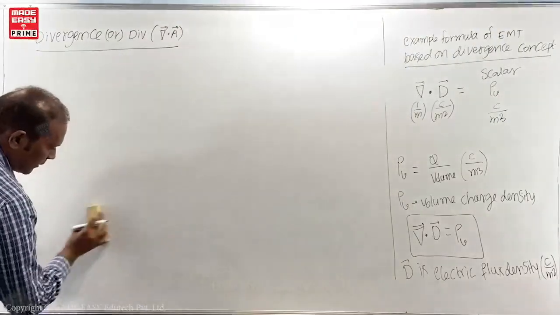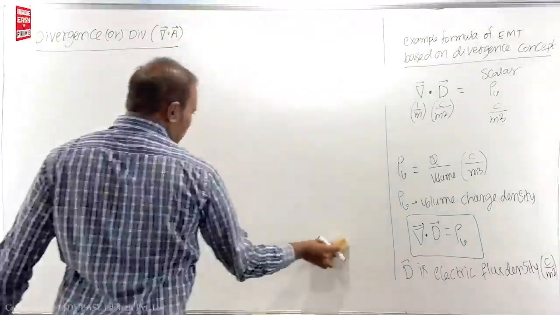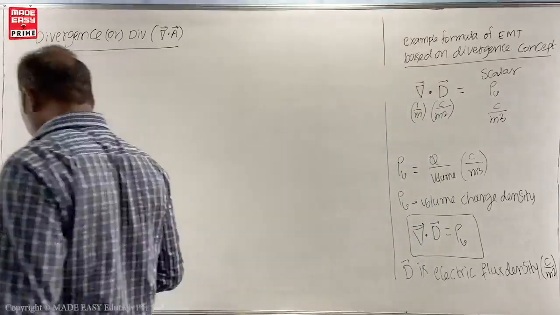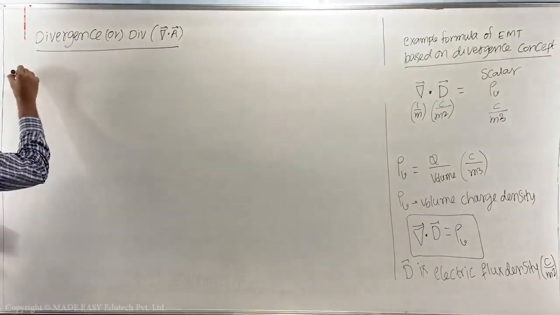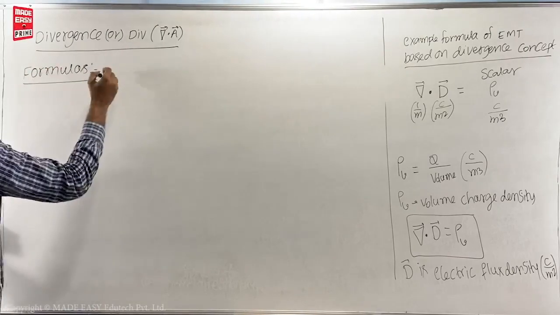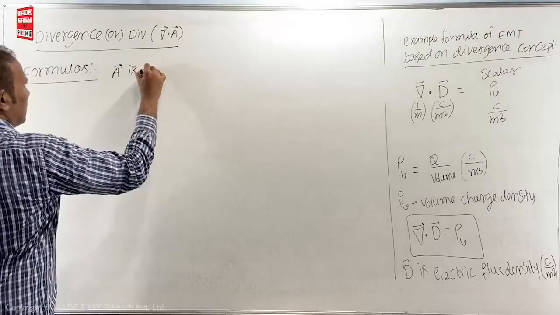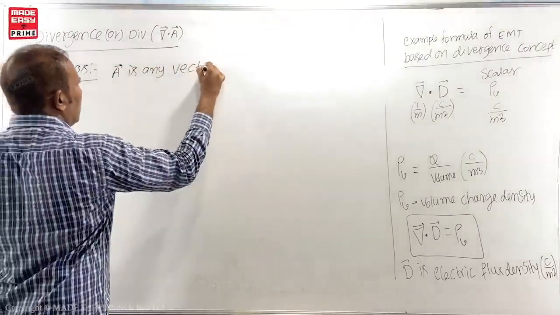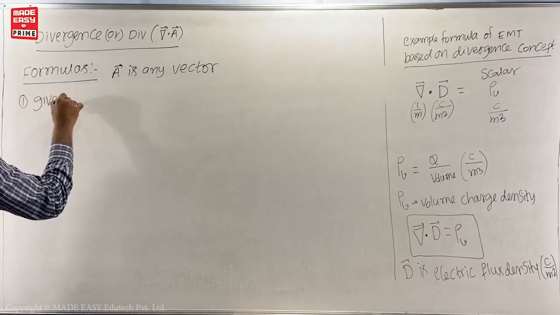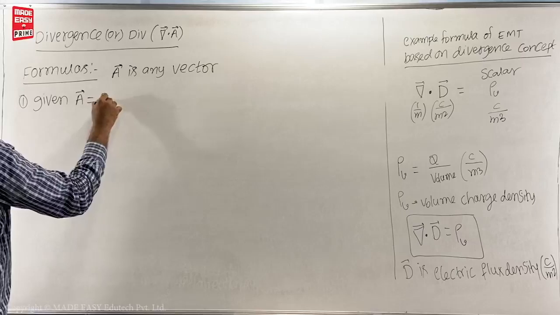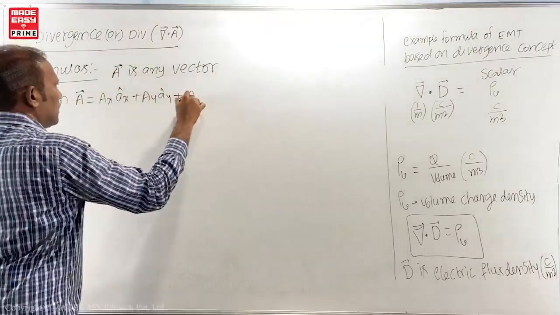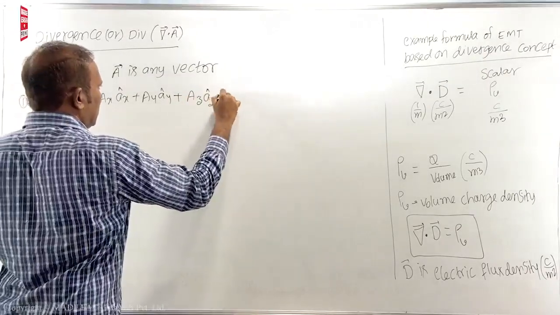So, formulas of divergence of a vector. Here A bar is any vector. First one: in the examination, it is given that the A bar vector has X component, Y component and also Z component, that is a rectangular system.